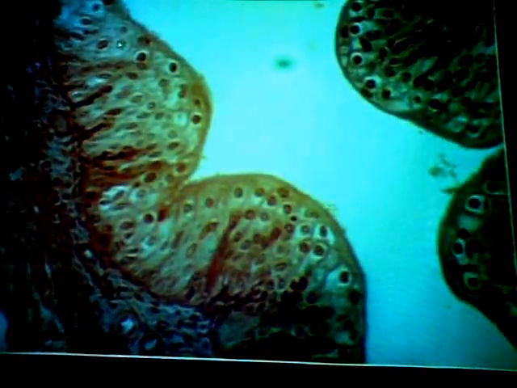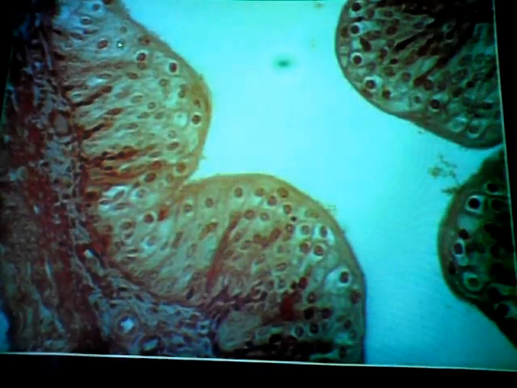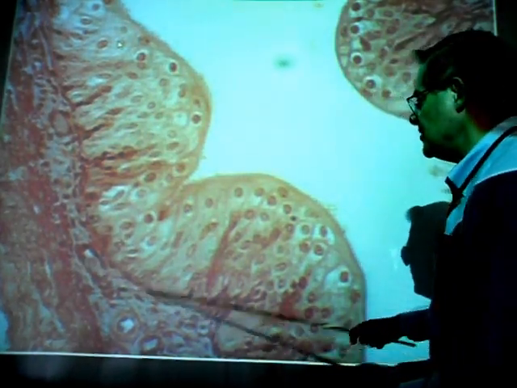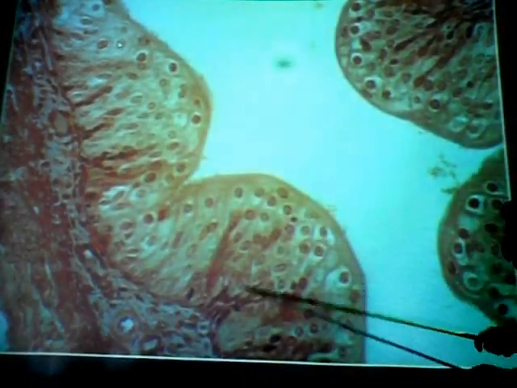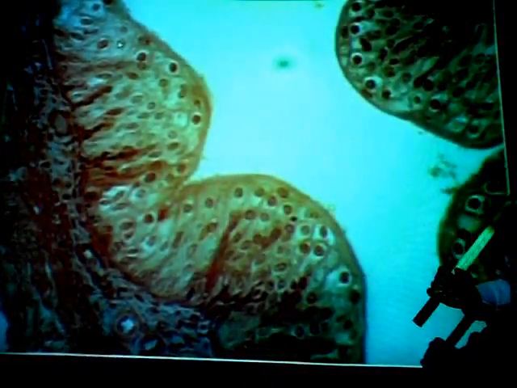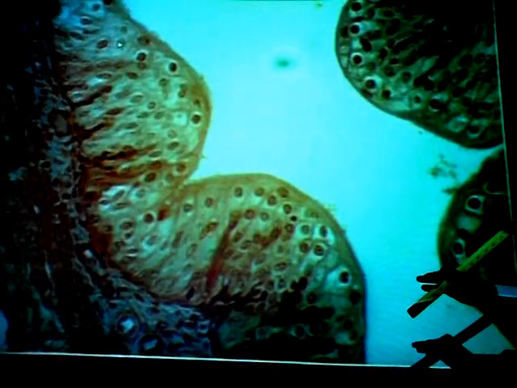So it appears to be a stratified cuboidal or columnar, and you can tell by the shape of the nuclei. This is the epithelium. You can see it's thrown into folds. There's no pressure on it, so you can see multiple layers here, basically spherical nuclei, like a stratified cuboidal epithelium.